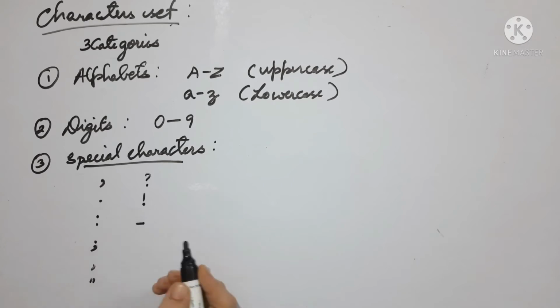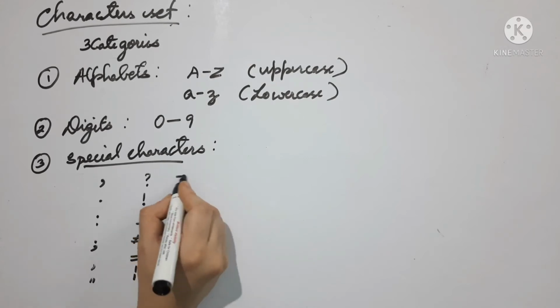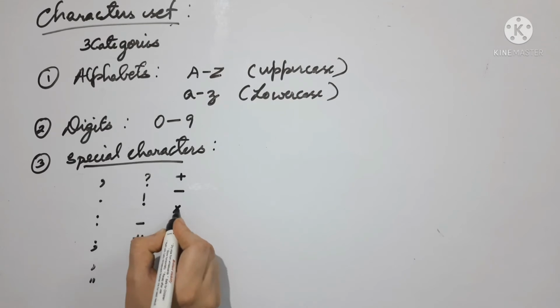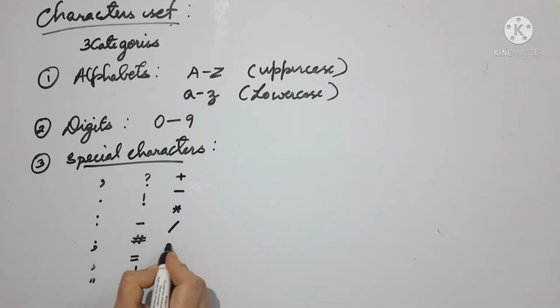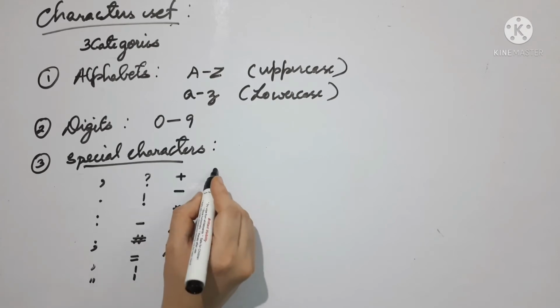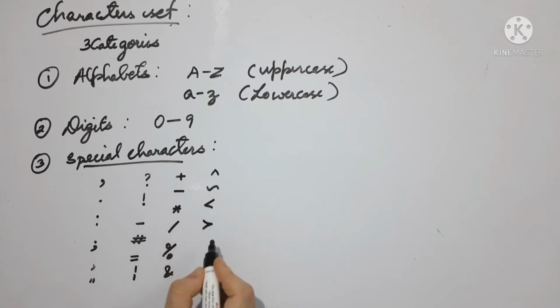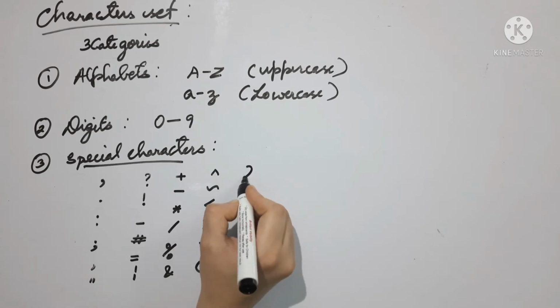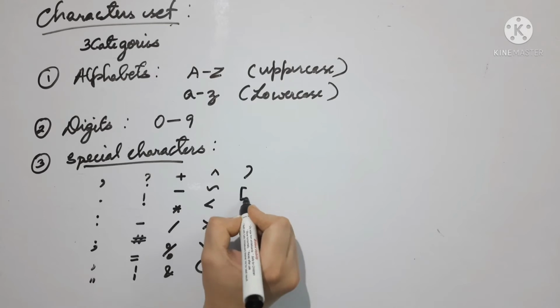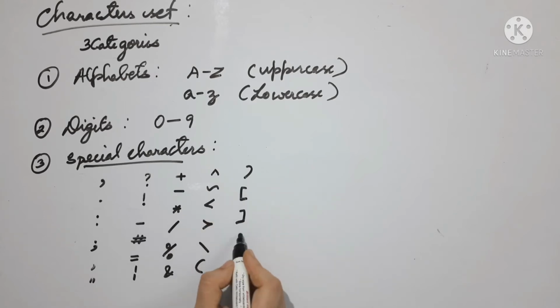exclamatory, underscore, hash symbol, equal to, pipeline, plus, minus, asterisk, division, modulus or percentage, ampersand, caret, tilde, less than, greater than, backslash, opening round bracket, closing round bracket, opening square bracket, closing square bracket, opening flower bracket, closing flower bracket.